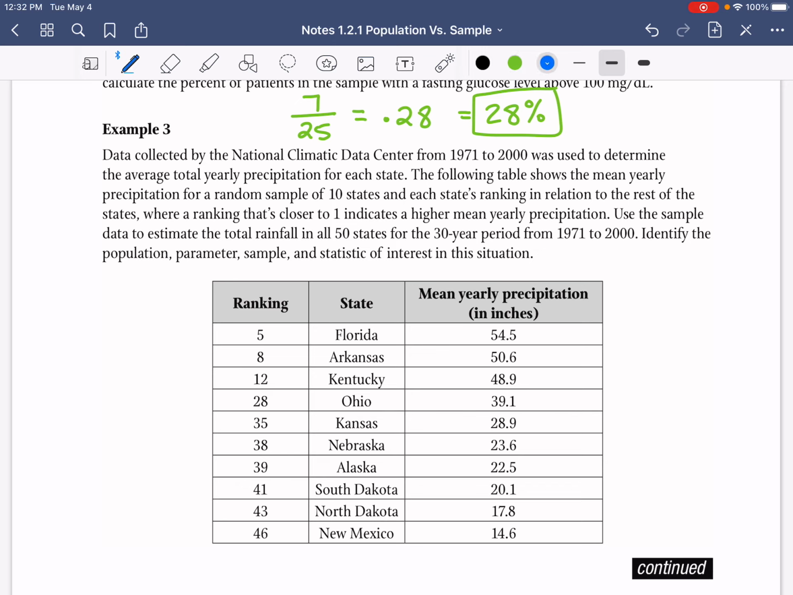All right, so first off is our population. So think big. What are we looking at? We're looking at states, right? These are states. So our population will be just all 50 states. And then the parameter, what we want to know about all 50 states. So what we want to know is the total rainfall for all 50 states from this 30-year period.